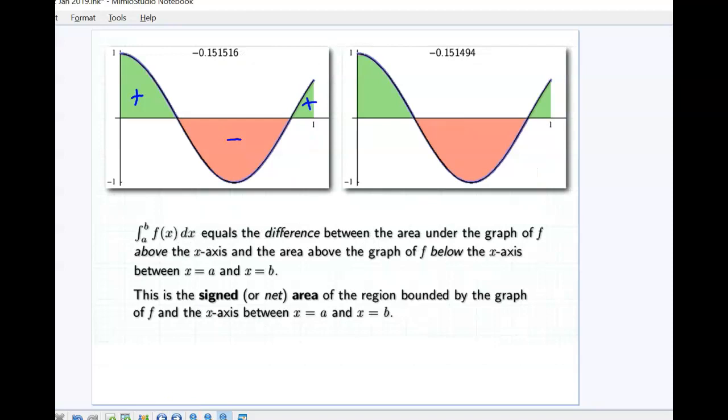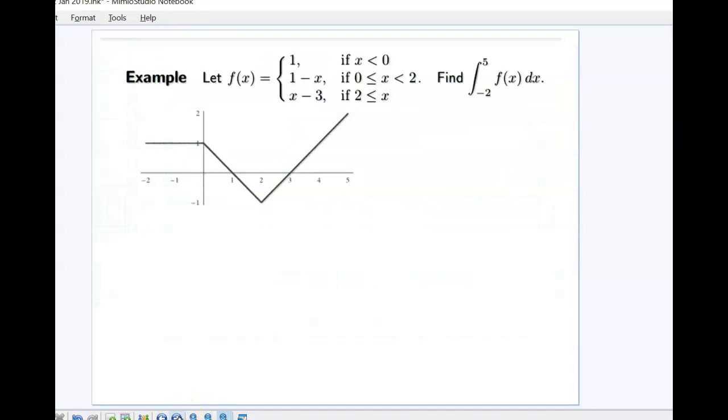Now, when you have some area above and some area below, the definite integral is basically the accumulation of all the areas. So this would be considered positive area, the green part, and the pink part would be negative area. So you would combine those two, and if there's more negative than positive, your net result will be negative. And you can see in this diagram, the answer to this one is negative 0.151516, which means there's more negative area than positive area. Let's take a look at an example.